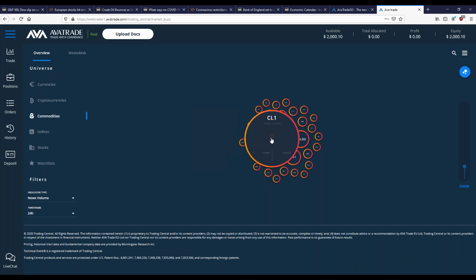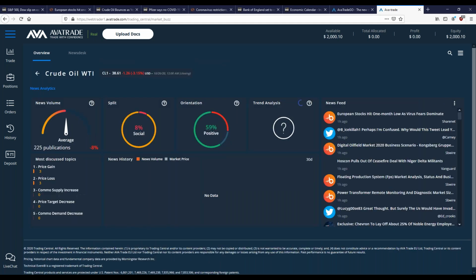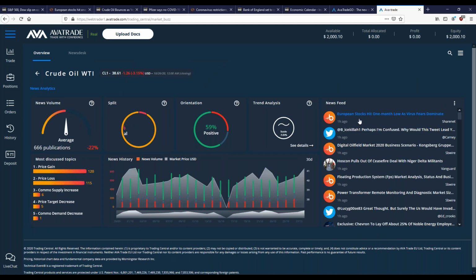So we look here and we say, okay, what's this? That's crude oil. 666 publications on crude oil going on right now. So we say, okay, let's click on it. Let's see what's happening. So I click on that option and it loads the publications, all the fundamental news that's happening right now. European stocks hit 1 month high on virus fears as they dominate. We go through and we see all kinds of information of what's going on with news stories related to crude oil.